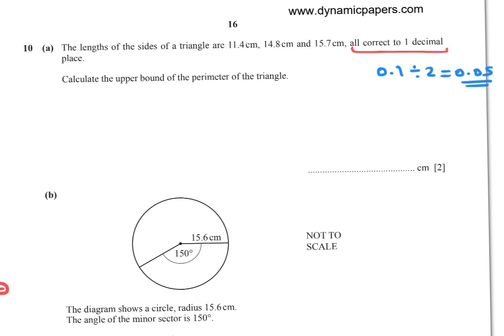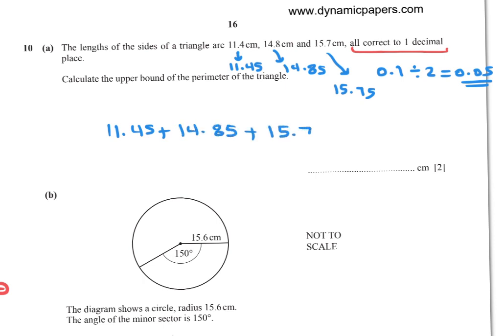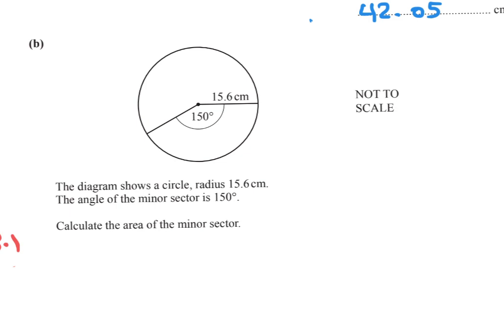So this side, 11.4, will be 11.45. And the next one will be 14.85. And the next one will be 15.75. Now add all. So 11.45 plus 14.85 plus 15.75 equals 42.05.